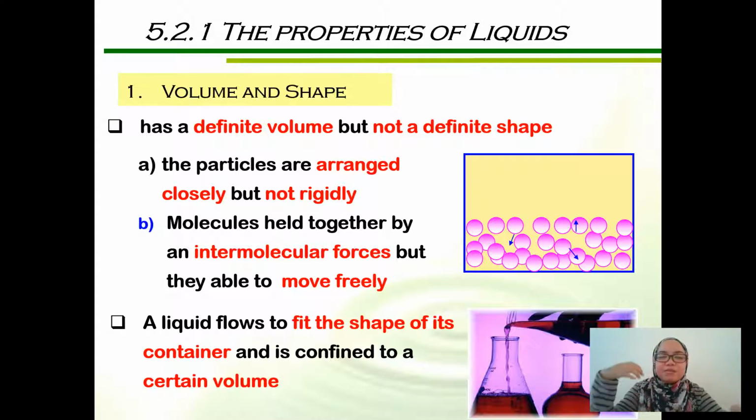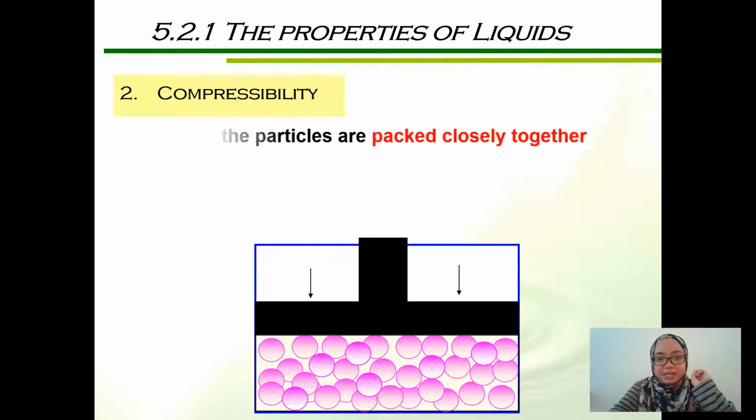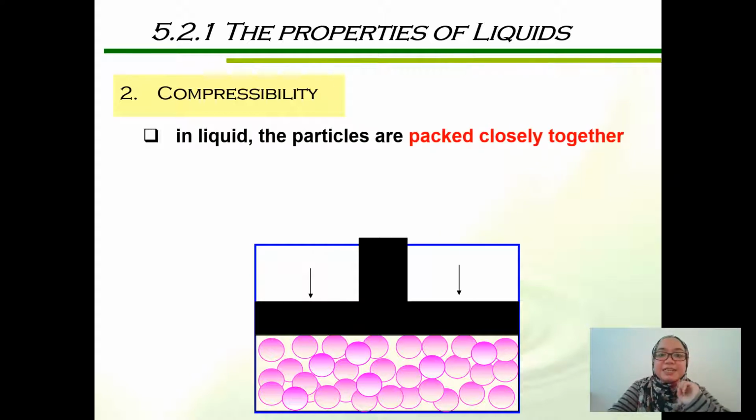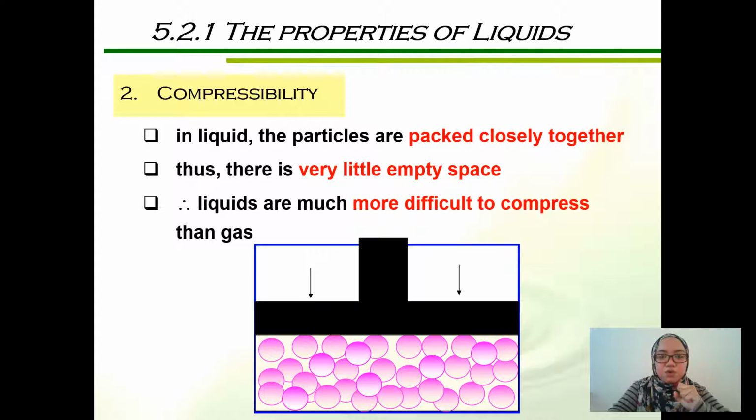So what is meant by that is liquid has a fixed volume, but the shape is not fixed, which means that they take the shape of its container. Second, compressibility. In liquid, the particles are packed closely together, so there is very little empty space. That is why liquids are much more difficult to compress compared to gas. In gas, there are a lot of spaces between the gas particles, so we can easily compress the gas.